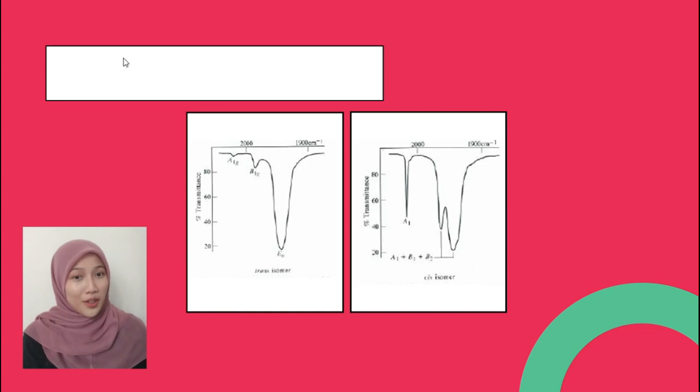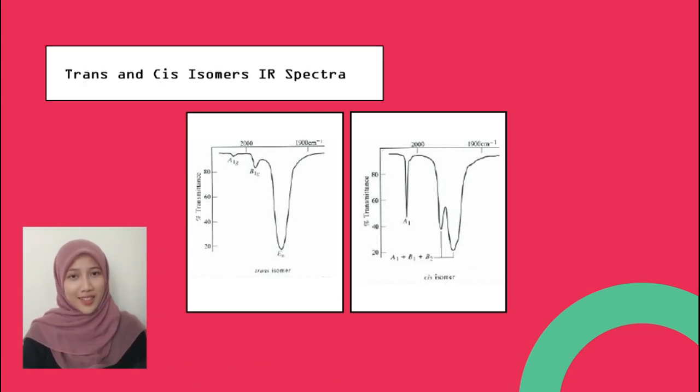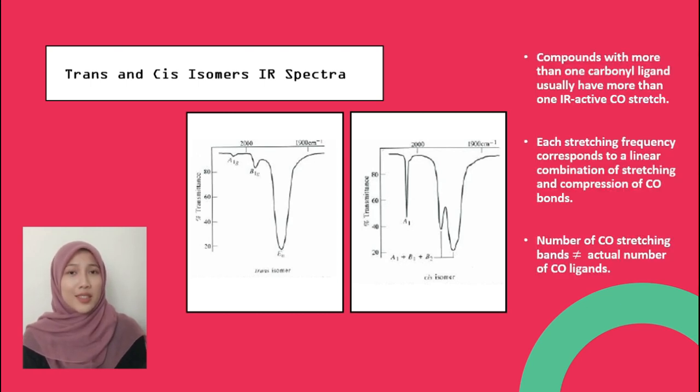Hi, so in the last part of the topic, I will explain about how the organometallic complexes are observed in IR and carbon-13 NMR spectroscopy. In organometallic complexes, you may find several numbers of isomer structure. That's why, as you can see from the diagram above, there are two different IR spectrum, which represents, the first one represents the trans isomers, and the second one represents cis isomers.